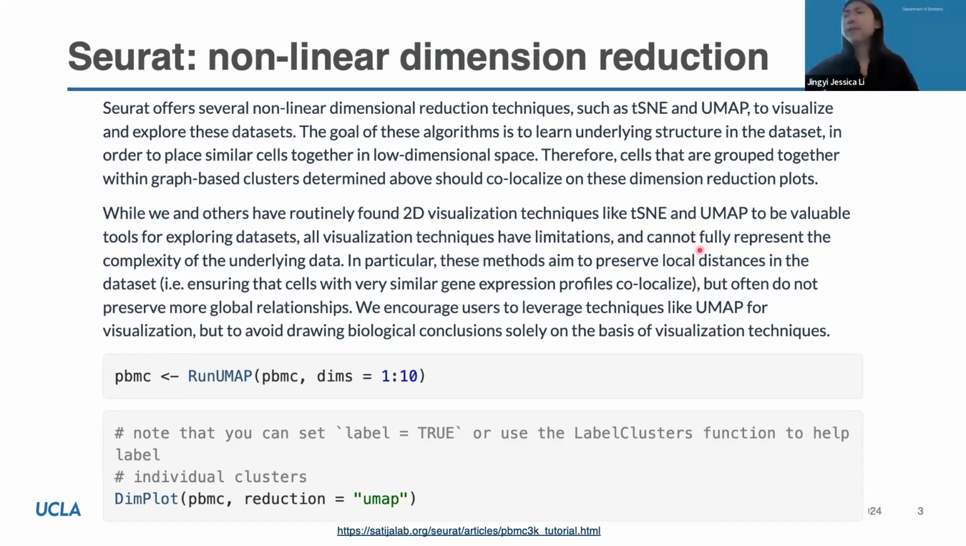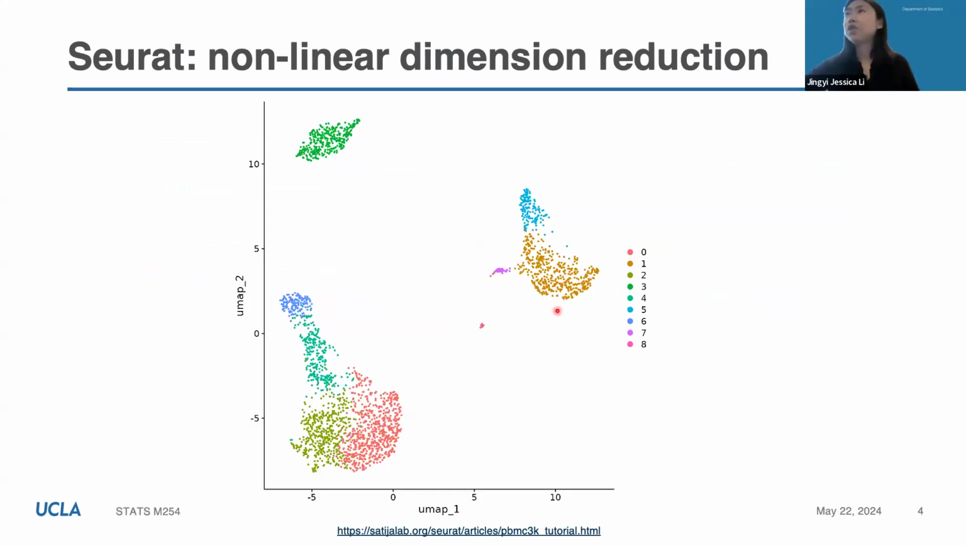So this is like a disclaimer placed by the authors of Seurat, just to say that we should just use them for visualization instead of drawing biological conclusions. For example, we cannot say, oh, this green cluster is very far away from them. And we cannot say, okay, this blue one and the orange one are not so distinguishable.